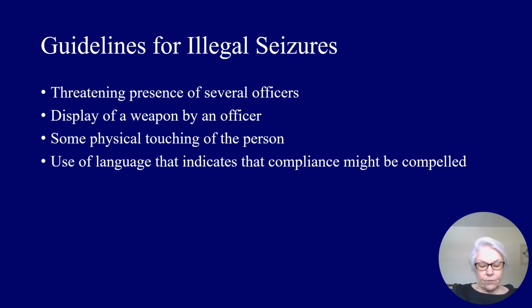U.S. versus Mendenhall, a case brought before the Supreme Court in 1980, gave guidelines for illegal seizures. First, threatening presence of several officers, display of a weapon by an officer, some physical touching of the person, and the use of language that indicates that compliance with the officer's request may be compelled. If any of these conditions are met, the situation could be considered an illegal search or seizure.